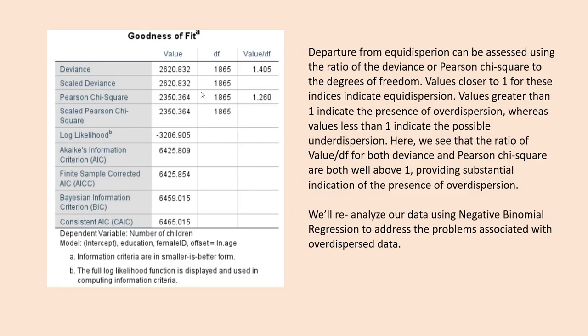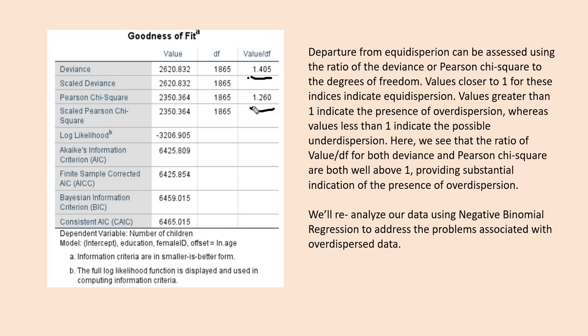Okay, so in terms of interpretation, let's just start off by noting that departure from equidispersion can be assessed using the ratio of the deviance or Pearson chi-square to the degrees of freedom. So we're basically looking at these values right here in our table. Values closer to 1 indicate equidispersion, values greater than 1 indicate overdispersion, and values less than 1 indicate underdispersion.